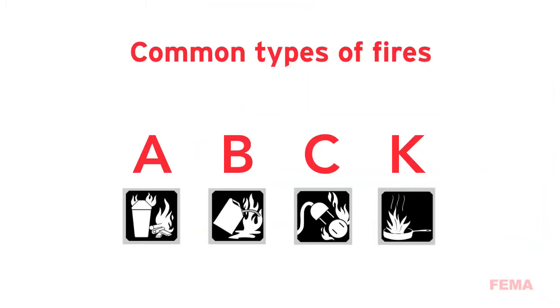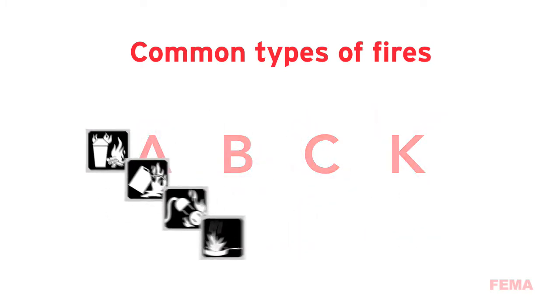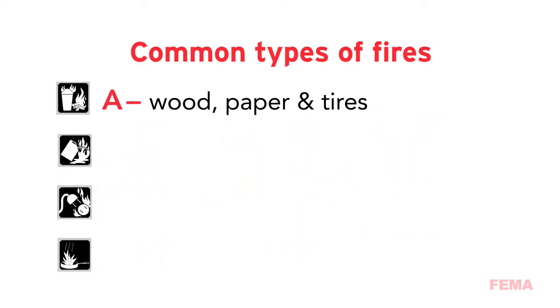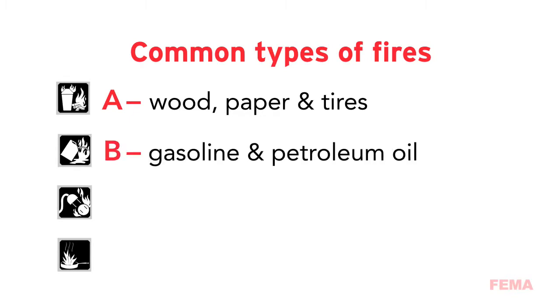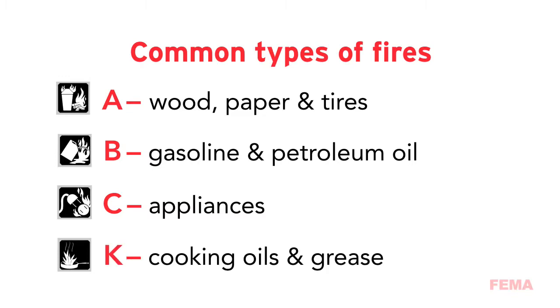The most common classes of fires are A, B, C, and K. Class A fires involve common combustibles like wood, paper, and tires. Class B fires involve flammable liquids like gasoline and petroleum oil. Class C ratings involve energized equipment or things that are plugged in, like appliances, computers, televisions, and electric machinery. Class K fires involve cooking oils and greases, like vegetable fats.